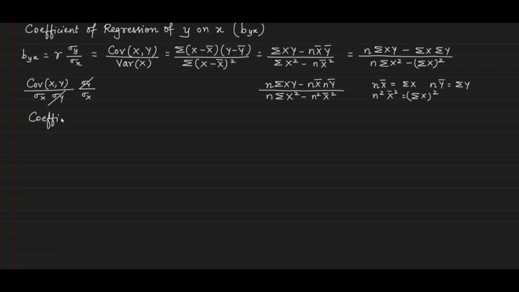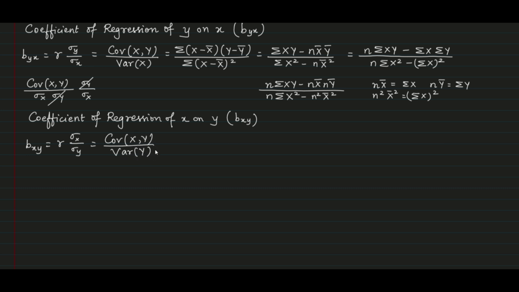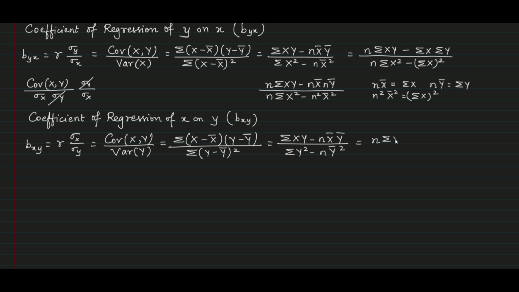Similarly, we write the coefficient of regression of x on y, denoted by bxy. bxy is equal to r times sigma x upon sigma y, which is simply covariance of xy upon variance of y, also equal to summation of x minus x bar times y minus y bar the whole upon summation of y minus y bar the whole square, which is equal to summation xy minus n times x bar y bar upon summation of y square minus n times y bar square, which is equal to n times summation xy minus summation x into summation y the whole upon n times summation y square minus summation y the whole square.